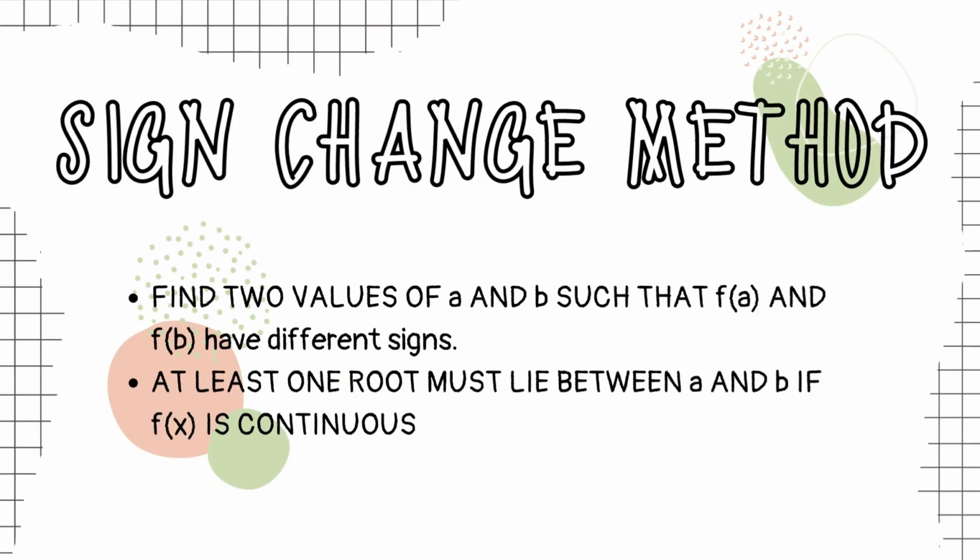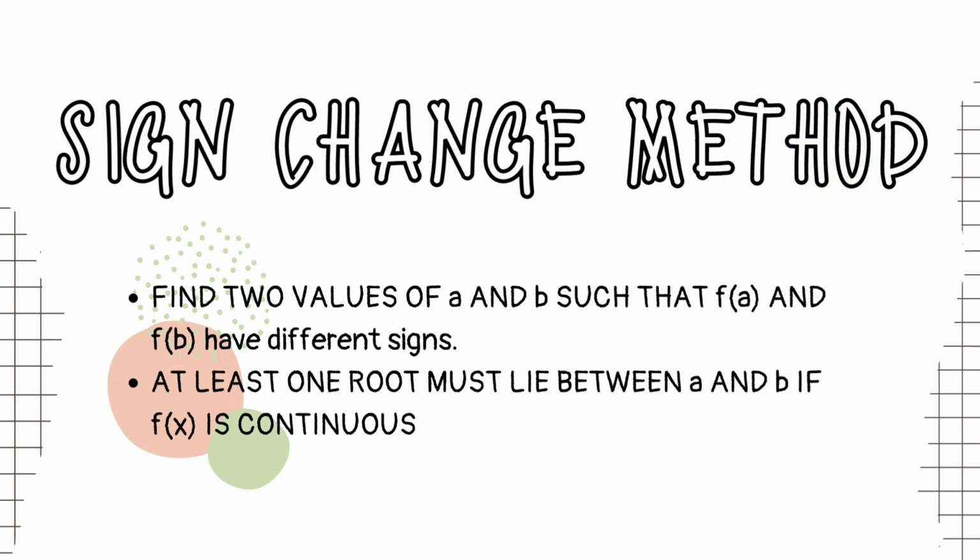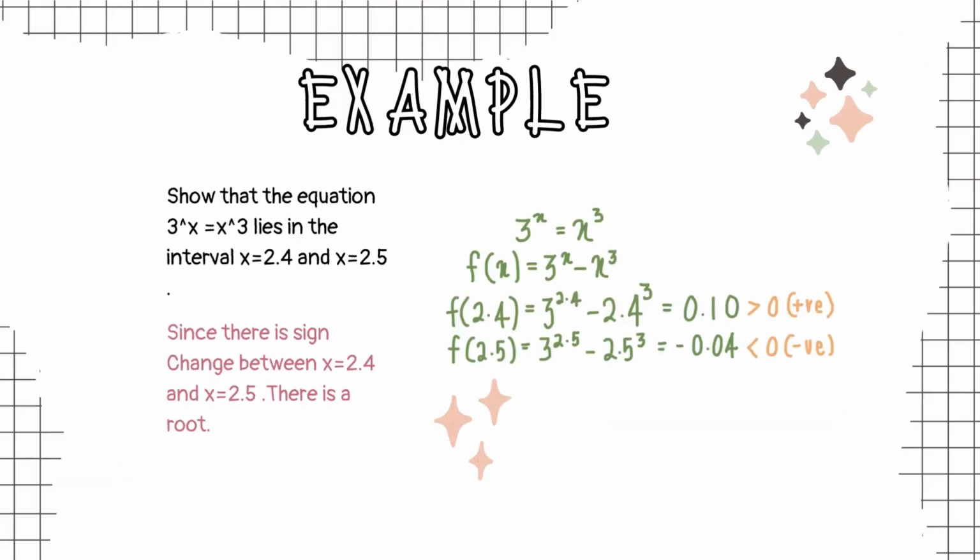Next, the sign change method. First of all, find two values a and b such that f(a) and f(b) have different signs. Then at least one root must lie between a and b if f(x) is continuous. For an example, show that the equation 3^x = x^3 has a root in the interval x = 2.4 and x = 2.5. Substitute the value of x in the equation, which is f(2.4), and we get 0.1, which is greater than 0 and it is positive. And then f(2.5), substitute in the equation and we get negative 0.04, which is less than 0 and it is negative. Thus, since there is a sign change between x = 2.4 and x = 2.5, there is a root.